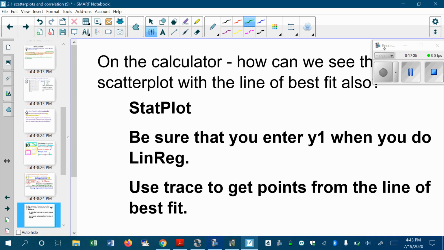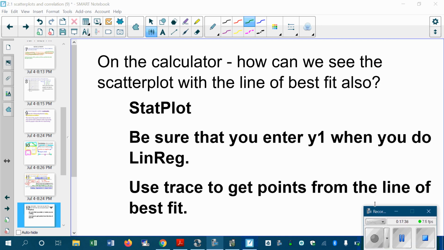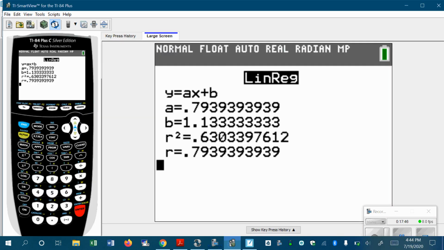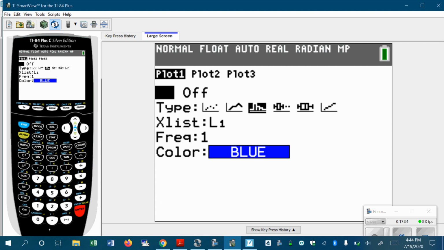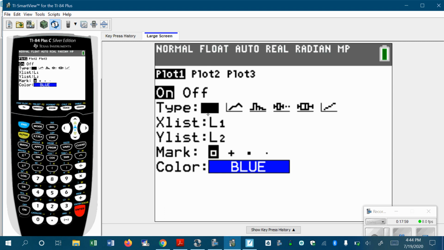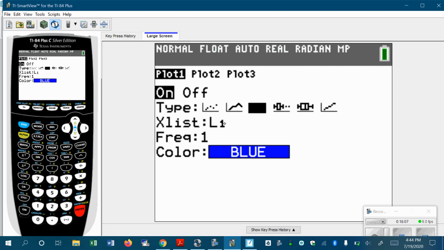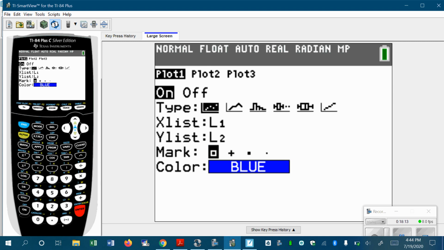Okay, so let's see if we've done everything we need to do. On the calculator, how can we see the scatter plot with the line of best fit? Oh, that's a great question. Let's do that. So if I go into stat plot like I have before for the box and whisker plot or for the histogram, I now can select this box. This is the scatter plot. Notice that 2 lists show up here. Whereas when I did the histogram before, that was a 1 variable graph, right? So only 1 list showed up. So this is a bivariate graph.